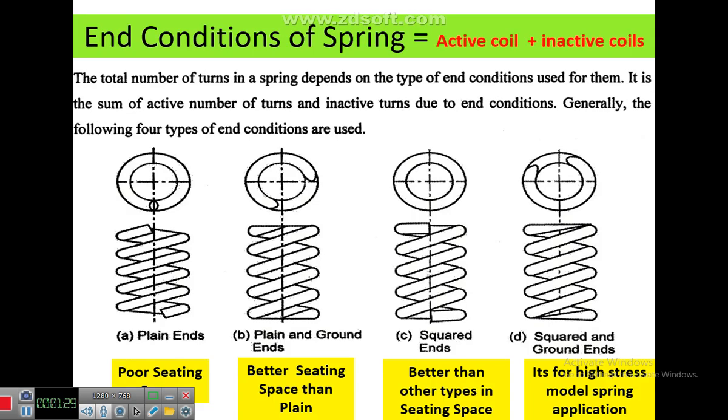And coming to the end conditions of the spring, you can see four diagrams which have specific end structures. The first one is plain end, and it has a poor seating arrangement. The next one is plain and ground end. It has a better seating space than the plain type. The third one is squared end, and the fourth one is squared and ground end. So mostly they are used in high stress applications.